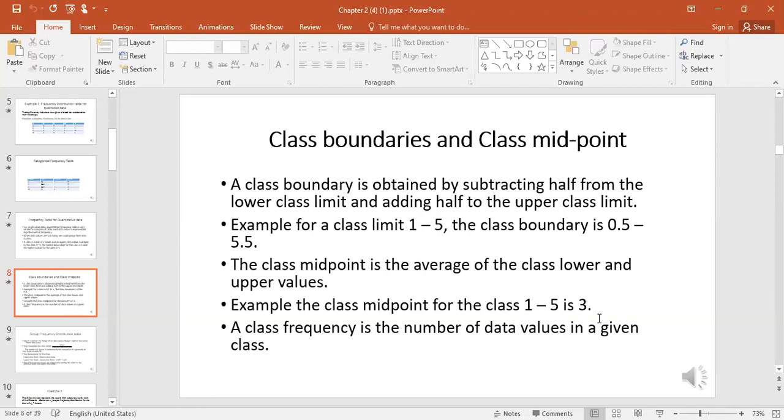So essentially what we are saying is that we can group data into classes. These classes could be represented by the class limits, which are 1 to 5, the lowest and the highest possible values of the class. They could also be represented by their class boundaries, by subtracting and adding 0.5 to the values, or they could be represented by the middle of the class, the midpoint of the class.